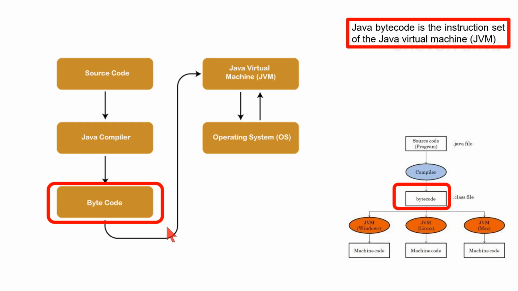So, Java byte code. Java byte code is the instruction set of Java virtual machine. Here you can see the same byte code inside .class files, and the same byte code is used by a JVM in Windows to generate machine code for Windows, and the same byte code can be used in a JVM in Linux to generate machine code for Linux, and the same byte code can be used in a JVM in macOS to generate machine code for macOS.